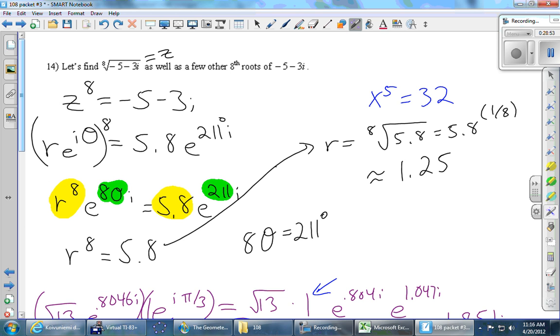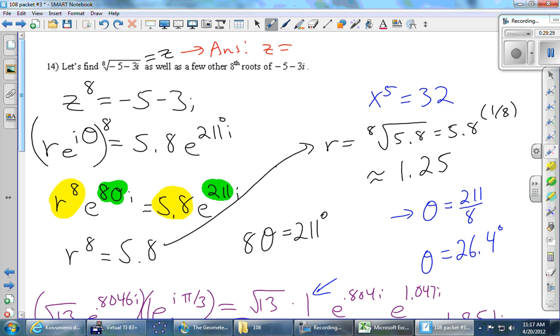And then we're going to solve for the theta. How do we solve for theta? Divide by 8. So send this guy over here. Theta equals 211 over 8. So theta is 26.4. Fair enough. Okay, and putting all that stuff together, I think we just found one answer anyway.